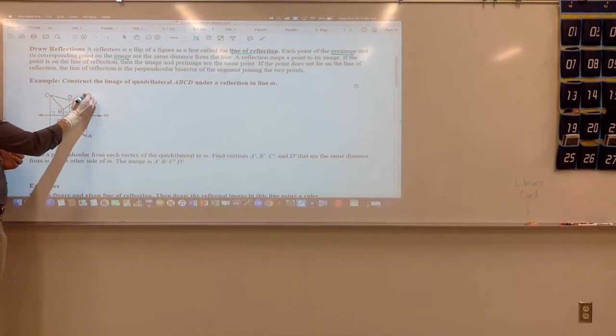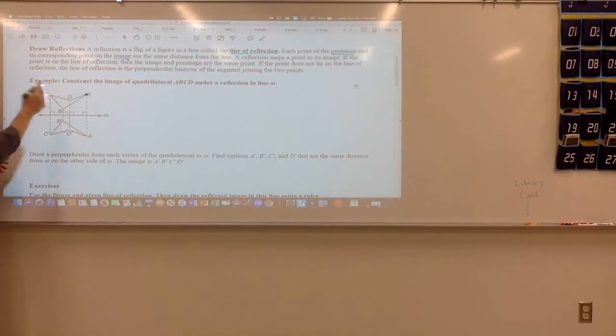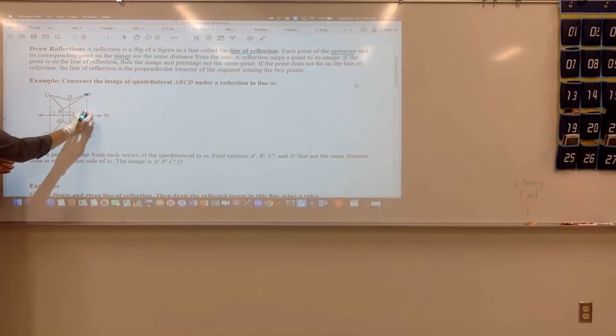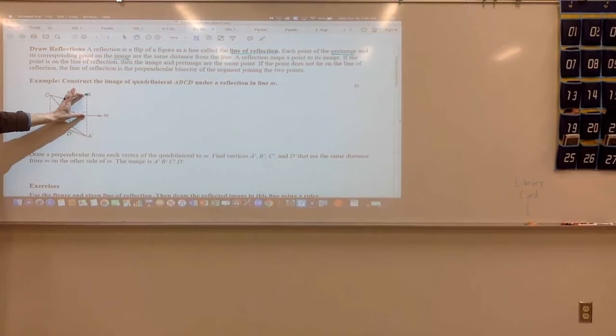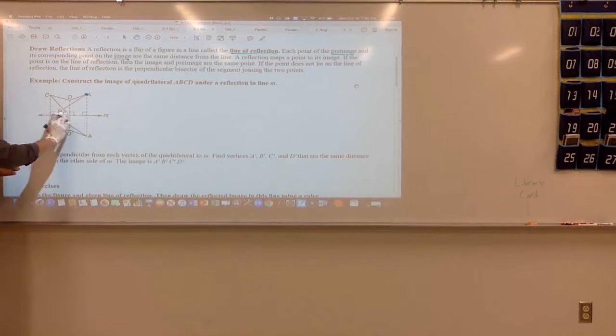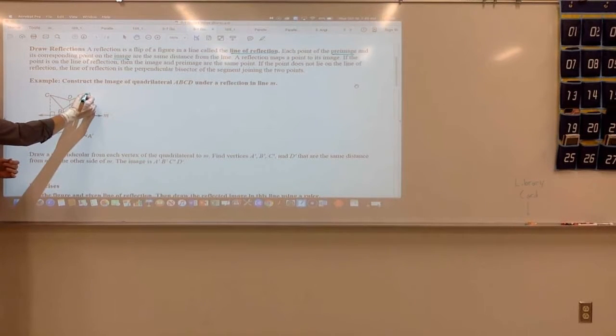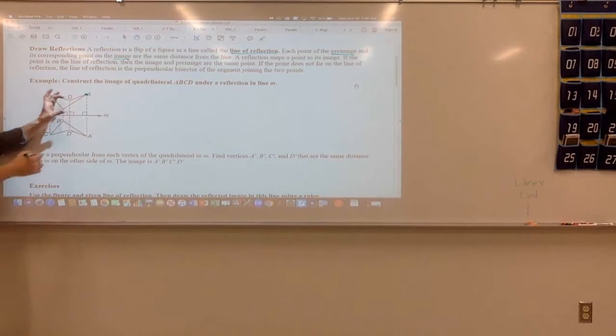So the way that we're going to do this, we're going to take one point, and I'm going to draw a line that's perpendicular to my line of reflection. So if I take point A here, and I sketch a line perpendicular to the line of reflection, that's going to be the eyeball part here at first. We're going to try to make them as perpendicular as possible, but we're not going to use any tools or anything to do that.